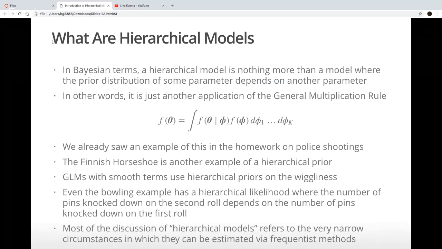So what are hierarchical models? Hierarchical models are not a big deal. In Bayesian terms, a hierarchical model is nothing more than some sort of posterior distribution where the prior for one parameter is specified conditional on some other parameter. And so this is nothing more than an application of the general multiplication rule.